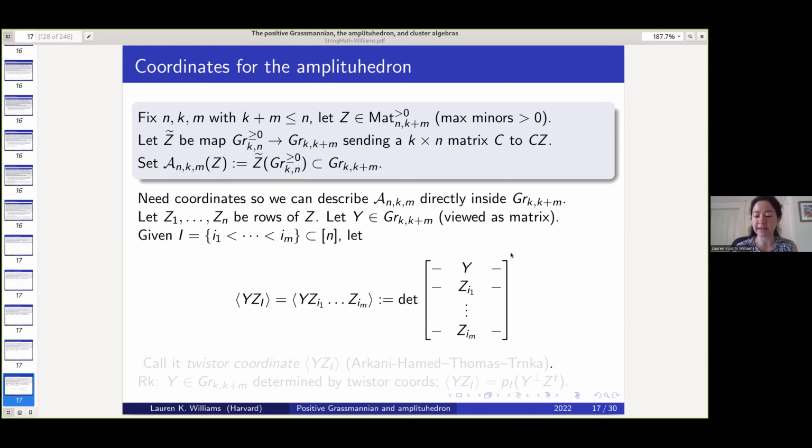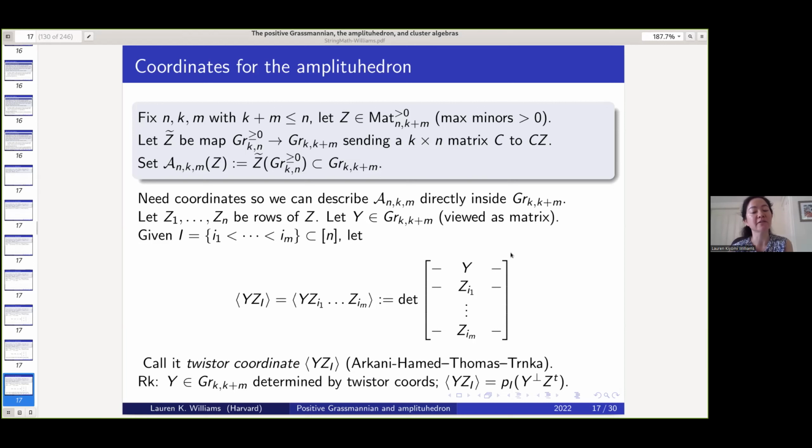So this is going to be a coordinate that I can use for the amplituhedron, and we'll call these twistor coordinates. And actually, these twistor coordinates are really just Plücker coordinates in disguise. Okay, so anyway, we have these coordinates for viewing the amplituhedron inside the Grassmannian where it lives.